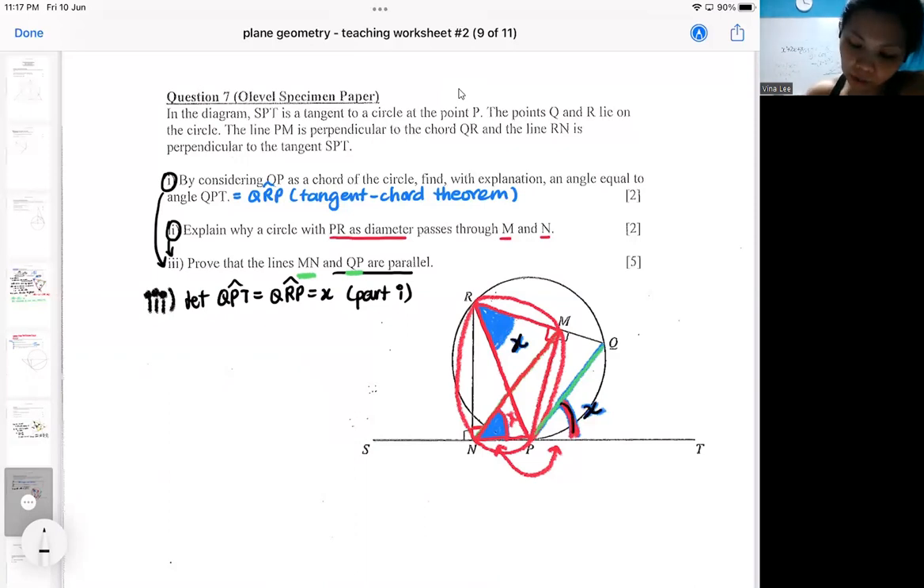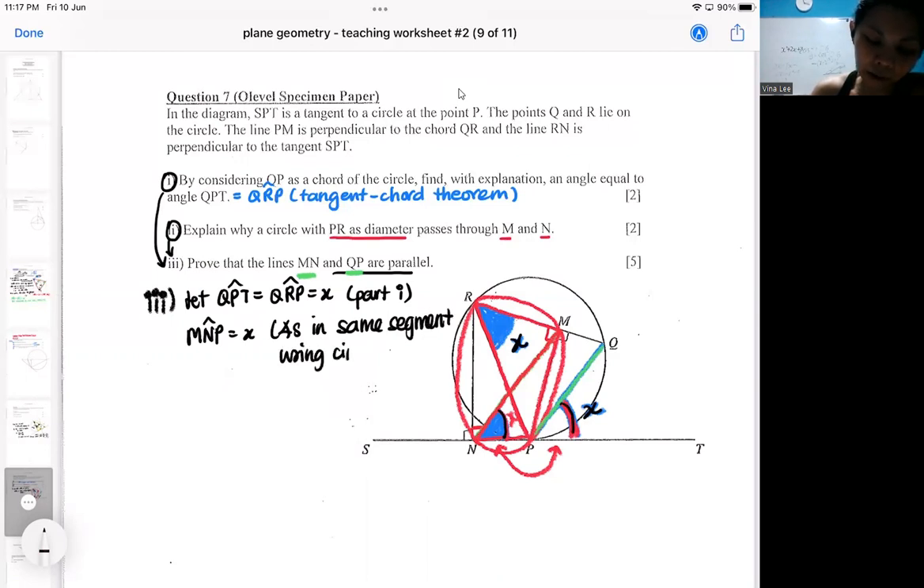And then you found out that this M and P is also X because of angles in same segment. But the angles in the same segment is in the circle from your second part. So I think you will need to identify that you got it from the second part. Because there are two circles. You got the original circle, the second circle is the one that you prove in part 2. So you do need to mention that.